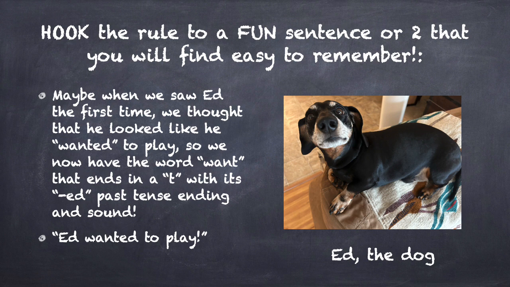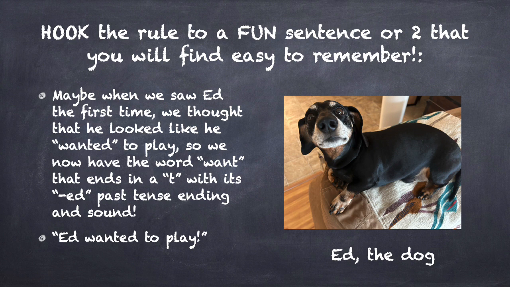And maybe when we saw Ed the first time, we thought that he looked like he wanted to play. So we now have the word want that ends in a T with its ed past tense ending and sound. Ed wanted to play.